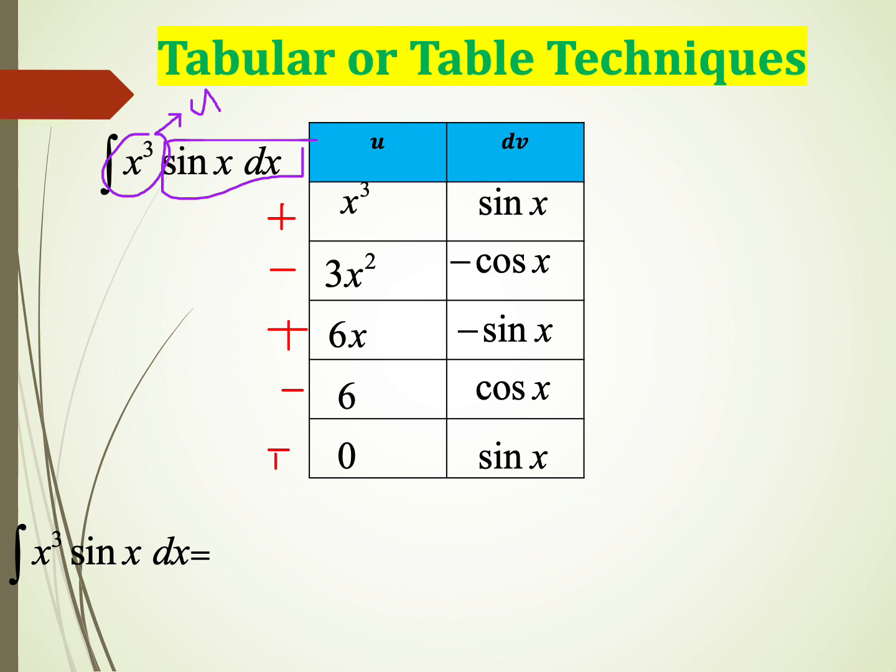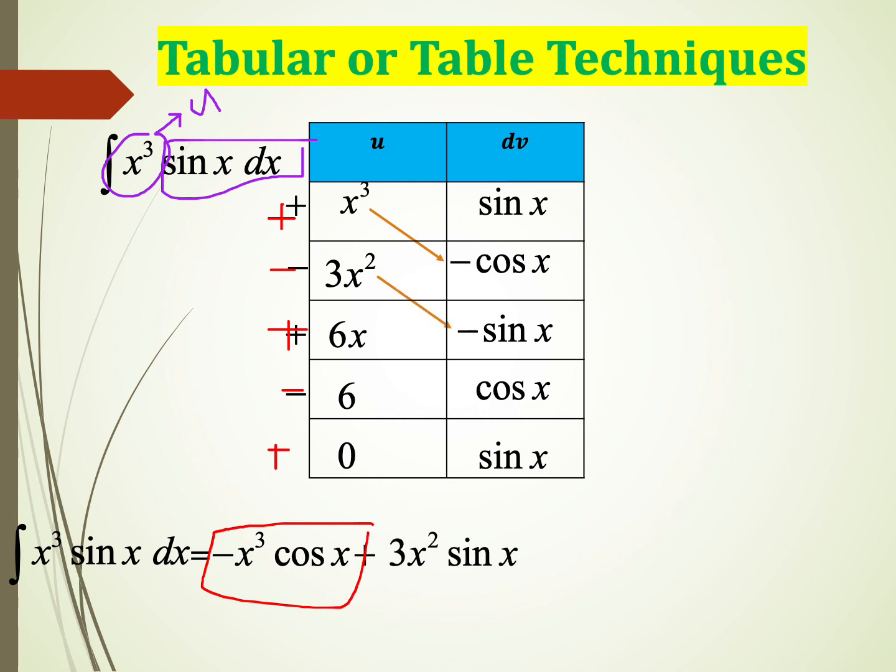And I don't forget the signs: the first one plus, then minus, then plus, then minus, then plus, alternately. Then I multiply diagonally, which is x cubed by minus cosine x. Then 3x squared by minus sine x, and I have minus with minus, which will be plus. Then 6x by cosine x. Then 6 by sine x. And I don't forget the plus c. This is the tabular or table technique.